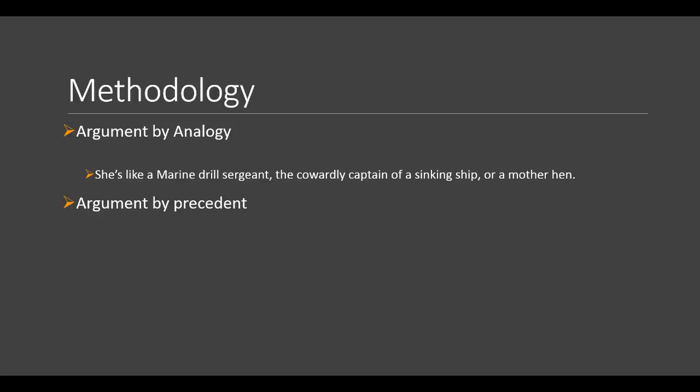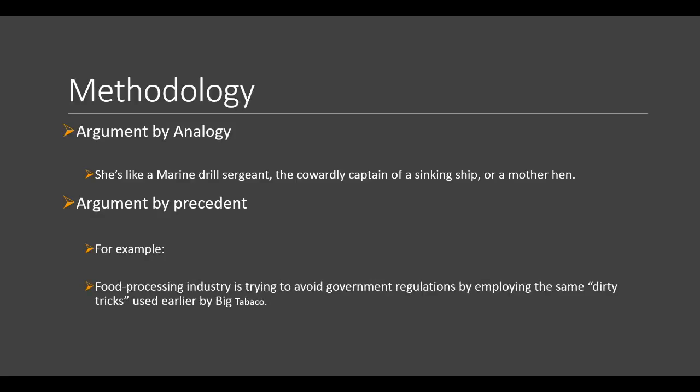On the other hand, precedent arguments make comparisons. A precedent argument tries to show that a current situation is like a past situation and that therefore a similar action or decision should be taken or reached. For example, the food processing industry is trying to avoid government regulations by employing the same dirty tricks used earlier by big tobacco. Here the author is comparing a current event to a past experience.